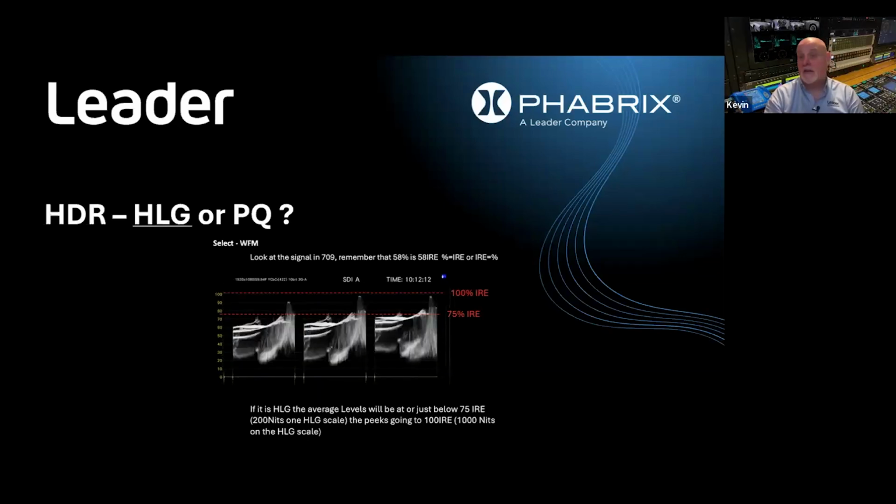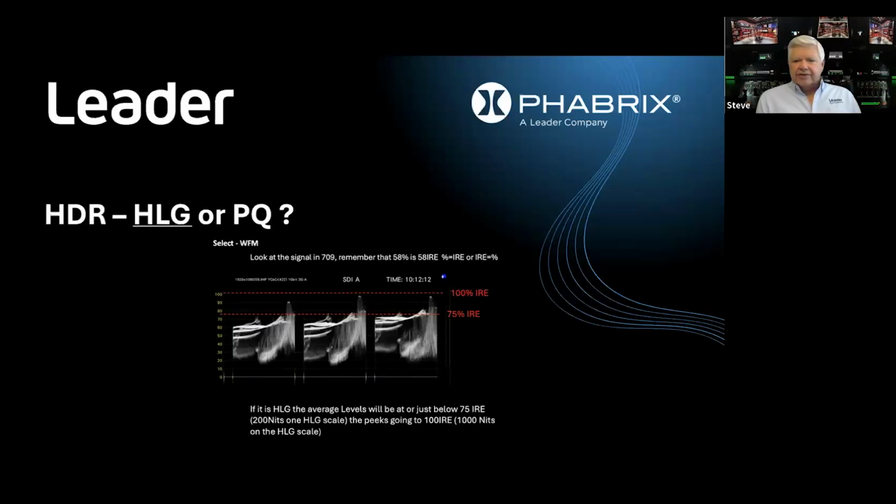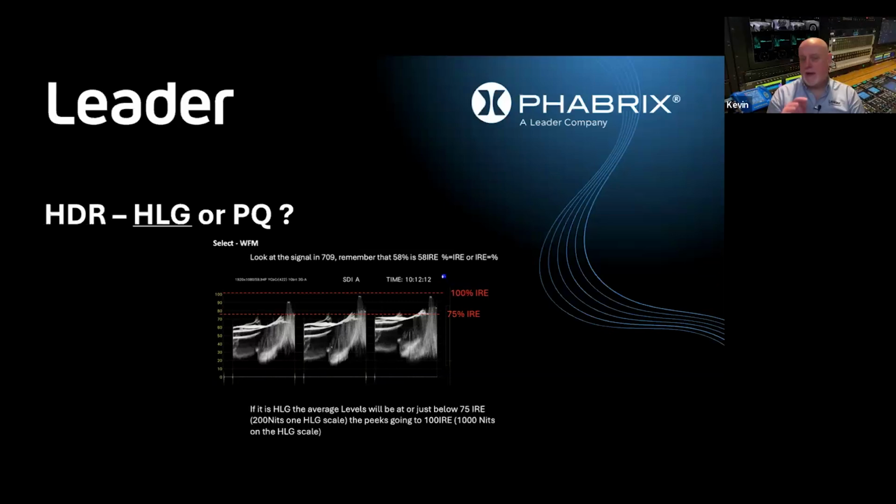And then if we take a look at an HLG clip, you can see now. Yes. So now your whites, the primary part of the content's going up about 75%, with peaks going up to 100%. This would be HLG. And don't forget, with both of these displays, we're using a waveform set for 709. We're not setting it for 2020.